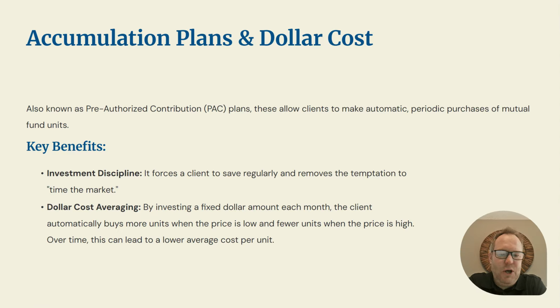By investing a fixed dollar amount each month, the client automatically buys more units when the price is low and fewer units when the price is high. Over time, this can lead to a lower average cost per unit. One way we describe it is that when the market is declining and you're doing these PAC plans, these pre-authorized contribution plans, you're buying as the stock or the mutual fund is going down in value and becoming more on sale.